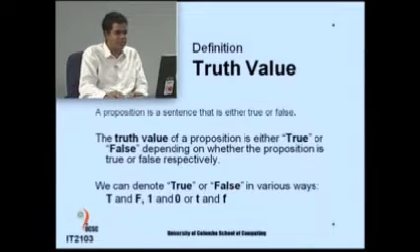Now, we define the truth value. As we discussed, a proposition is a sentence that is either true or false, and this true or falseness of a proposition is known as its truth value. More specifically, the truth value of a proposition is either true or false depending on whether the proposition is true or false respectively. We can denote this true or falseness in various ways. For example, we might denote true by T and false by F, or 1 and 0, or simple T and capital F, or simple F.